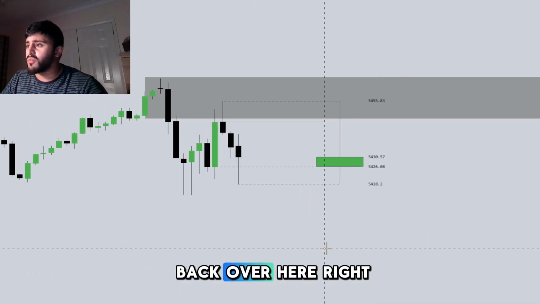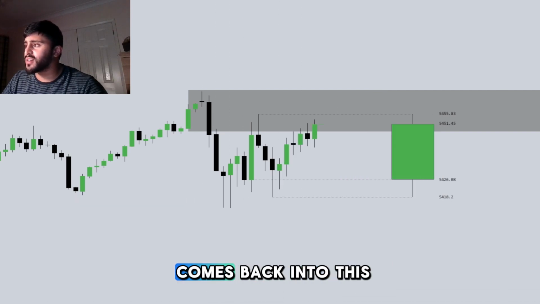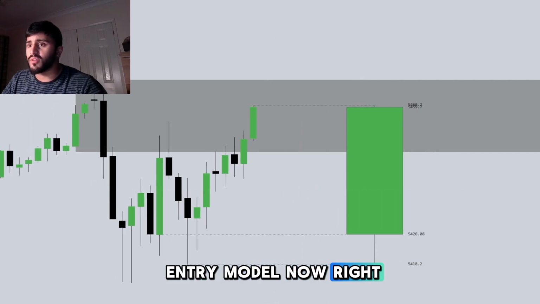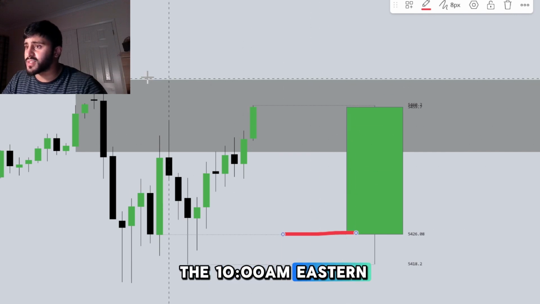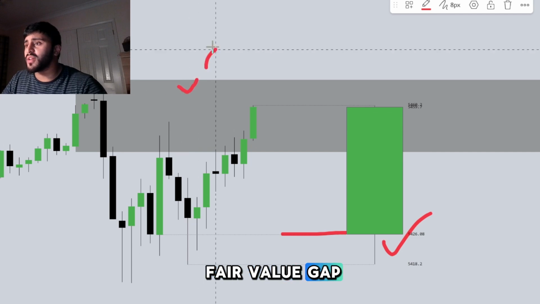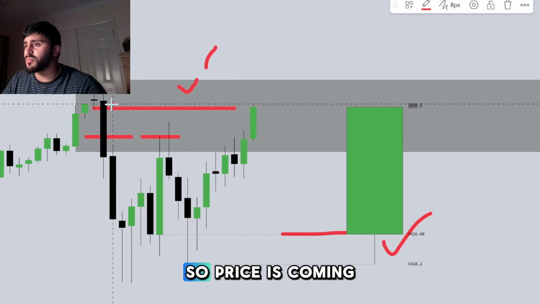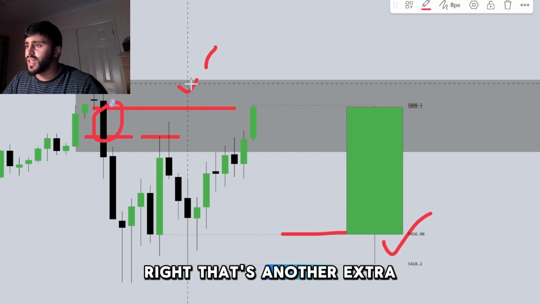So when we go back over here, the way I was looking at current price action is, number one, when price comes back into this area, this is the entry model. We're going to break the entry model down. So the entry model is this is the 10 a.m. Eastern, right? So we are above the 10 a.m. Eastern. That's tick number one, right? So tick. We're also in a 15-minute fair value gap, and we've also mitigated this 5-minute fair value gap over here, right? So price has come into a refined 5-minute fair value gap. That's another extra tick over here.